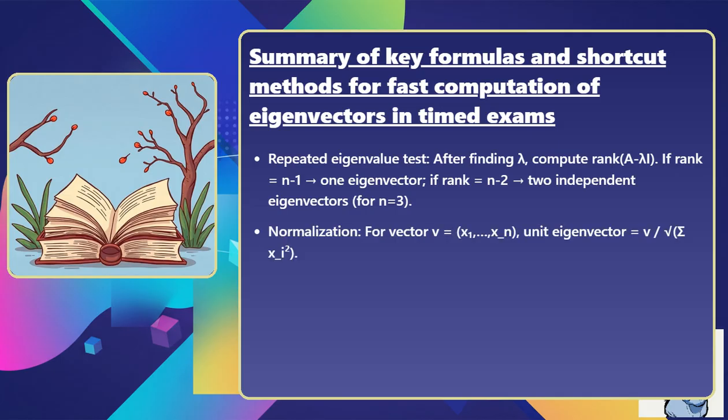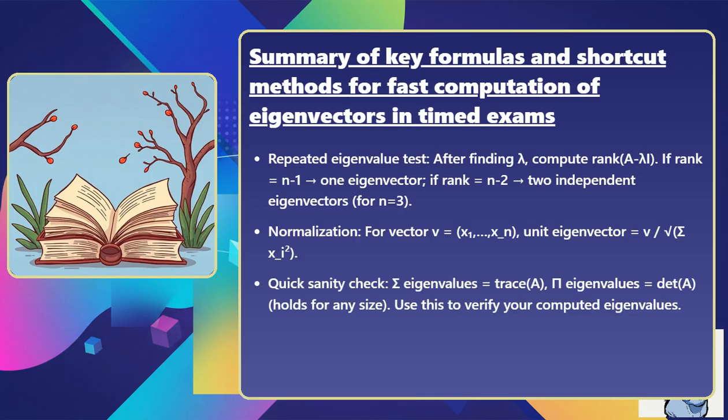Normalization. For vector v = (x₁, ..., xₙ), the unit eigenvector equals v divided by the square root of the sum of xᵢ². Quick sanity check. The sum of eigenvalues equals the trace of A, and the product of eigenvalues equals the det of A, which holds for any size. Use this to verify your computed eigenvalues.